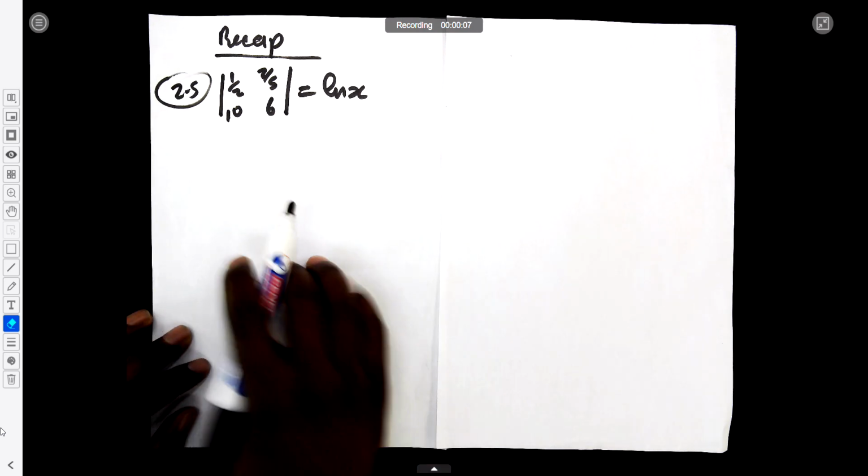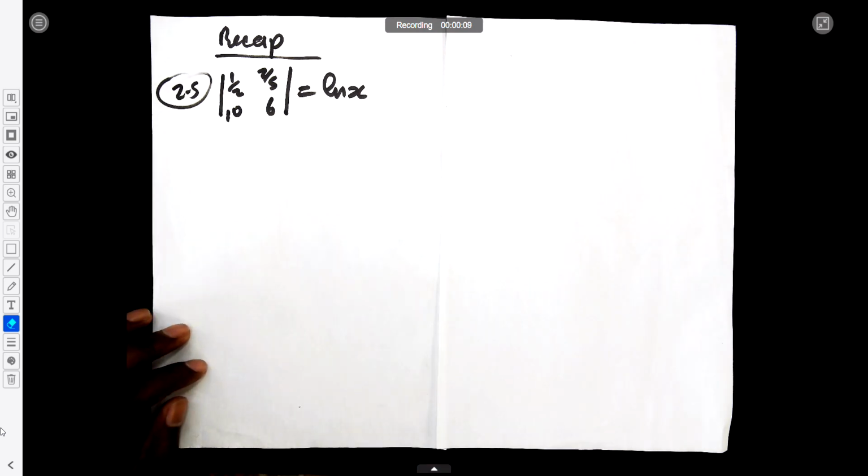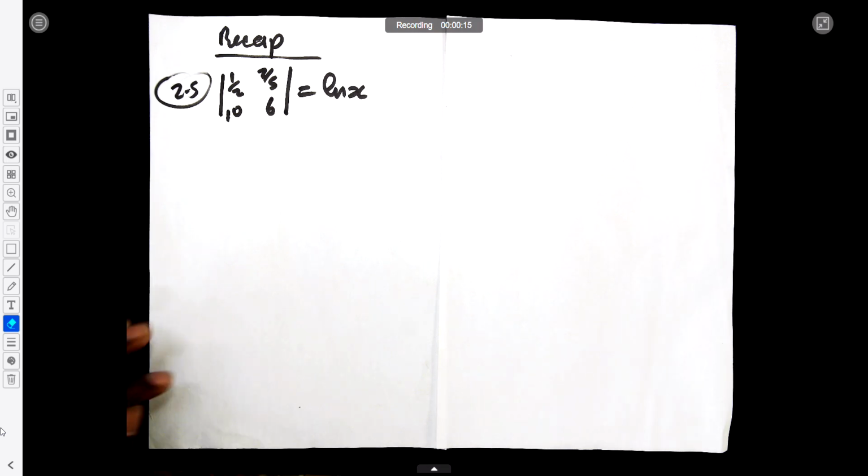So let's say you're given the following. The main thing you need to recall, in fact, before I start with this problem, because maybe you're stuck and you don't know what ln is, it's the natural logarithm.